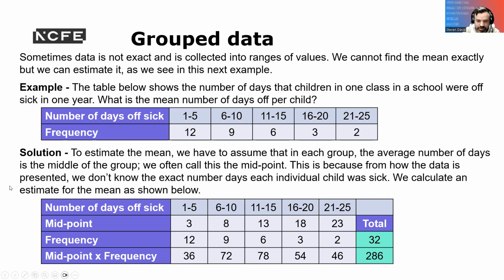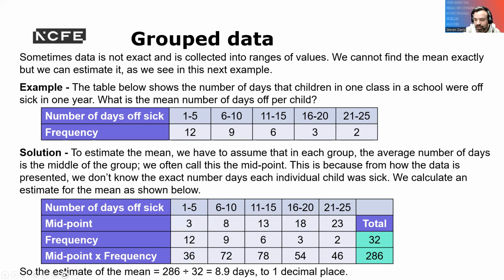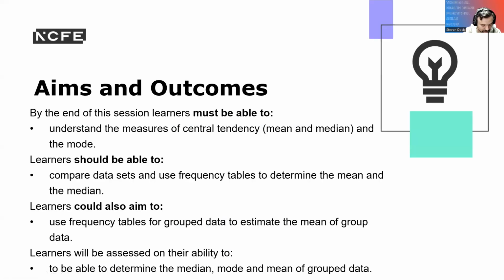This is because we work from the data presented. We don't know the exact number of days each child was sick. We calculate an estimate of the mean as seen below. Here the midpoints and frequencies are there. To estimate the mean, we have got our 286 days. We divide that by the 32 because that's what we've added up, and round to 1 decimal place. So it's 8.9 days. Good.